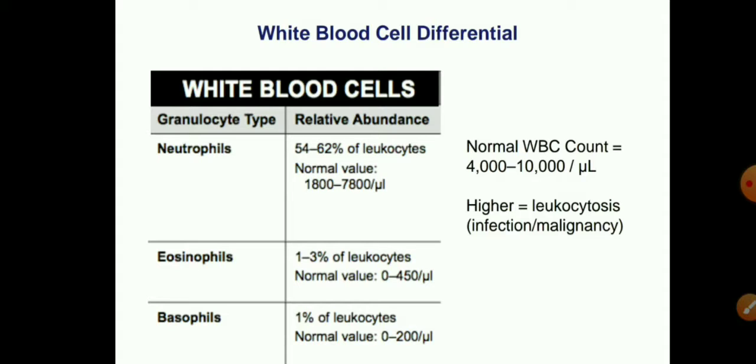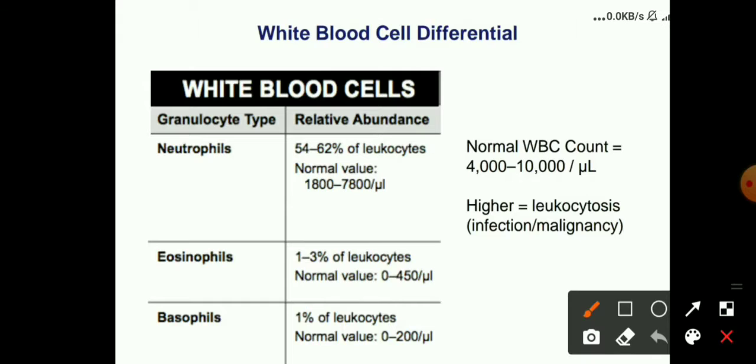The types include neutrophils, eosinophils and basophils. Neutrophils are the cells in maximum quantity among the WBCs, with a percentage of 54 to 62%. Eosinophils are 1 to 3%, and basophils are the least, only 1%. We also have to know the normal WBC count, which is 4,000 to 10,000 per microliter.